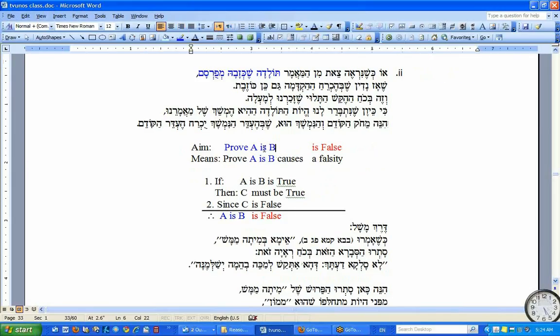I want to prove A is B is a false statement. So what I do is I say, wait a minute. I take A and B and I say, given A and B, I will show you that it causes a false conclusion in a hekesh. Since it causes a false conclusion in a hekesh, then it has to be false. Here's the mathematical construct. If A and B is true, I take your statement. I say, if A and B is true, then C must follow. C must be true also. Since C is false, so then your statement A is B is false too.